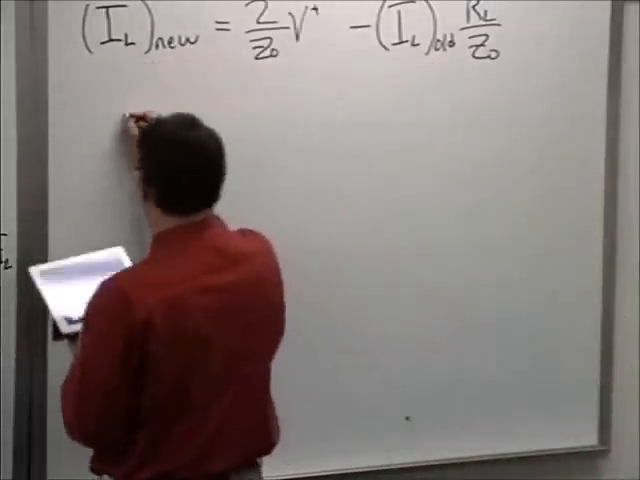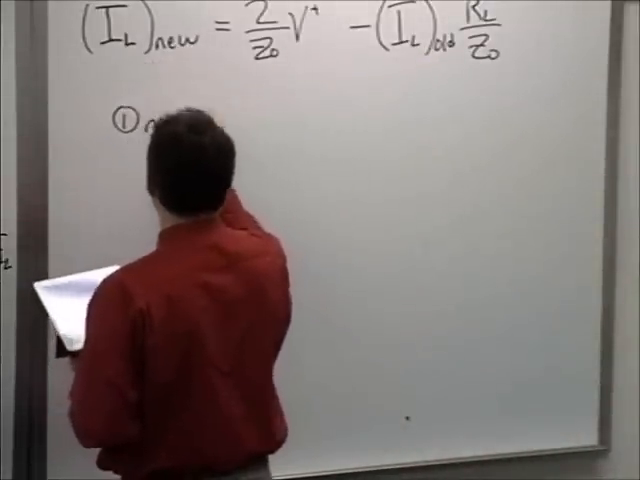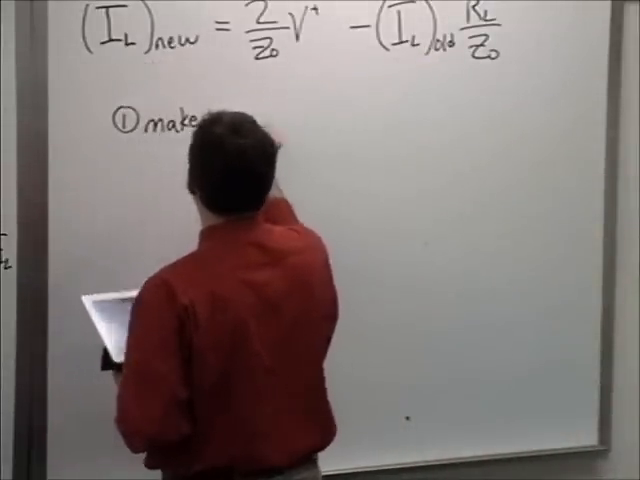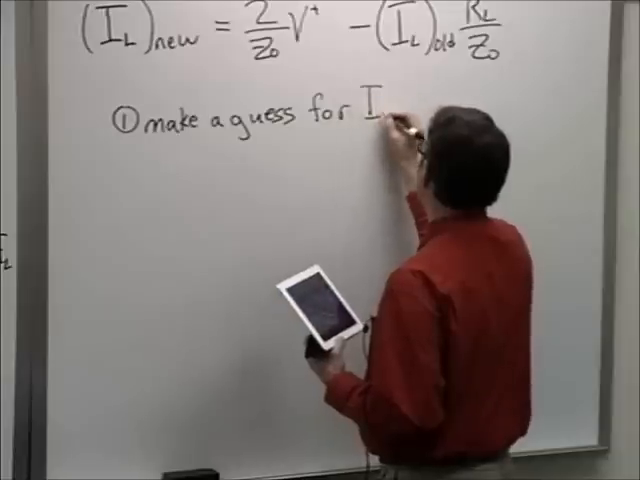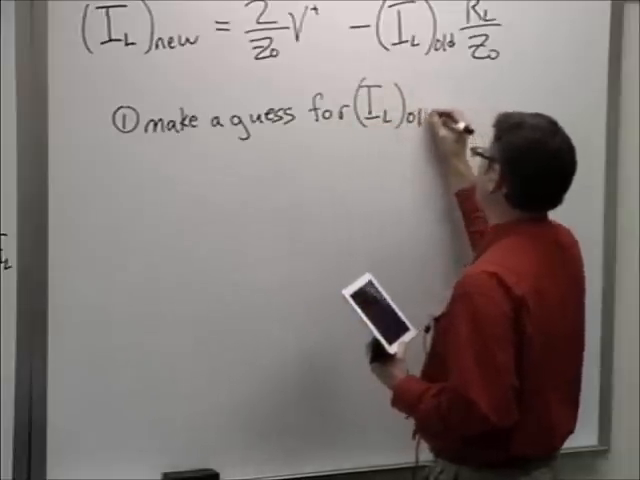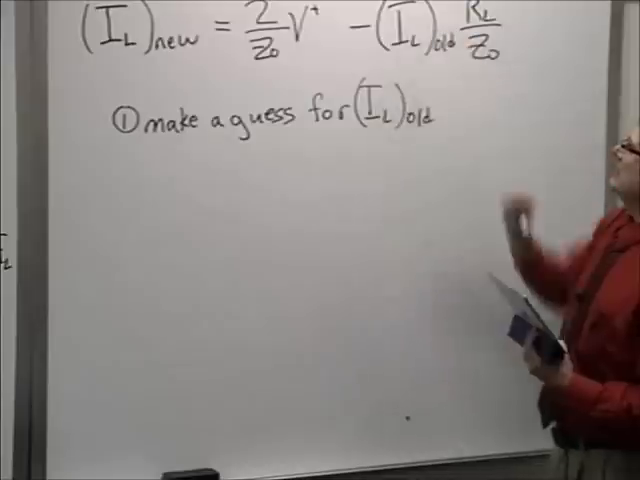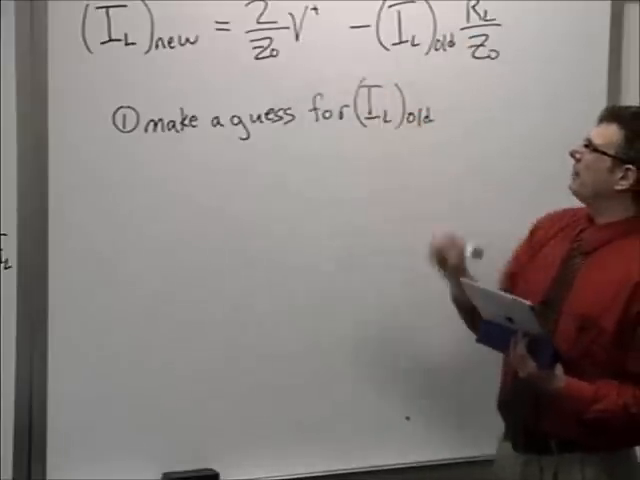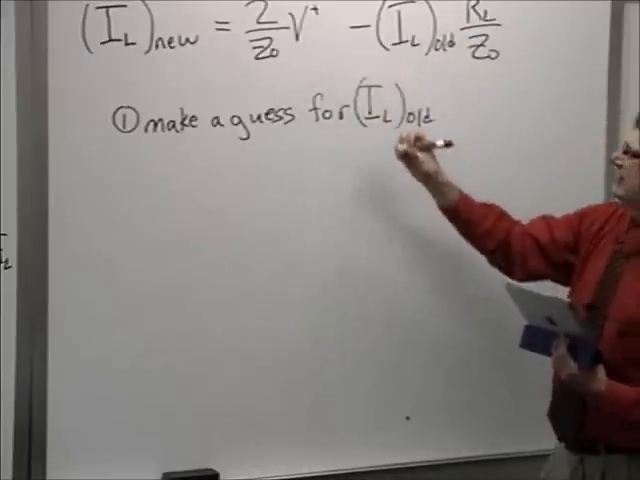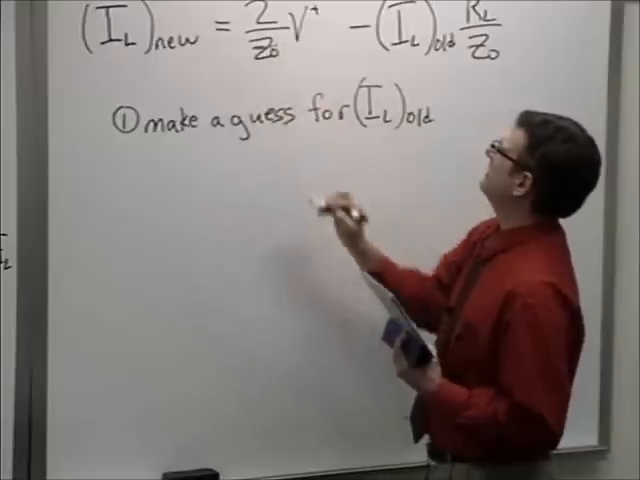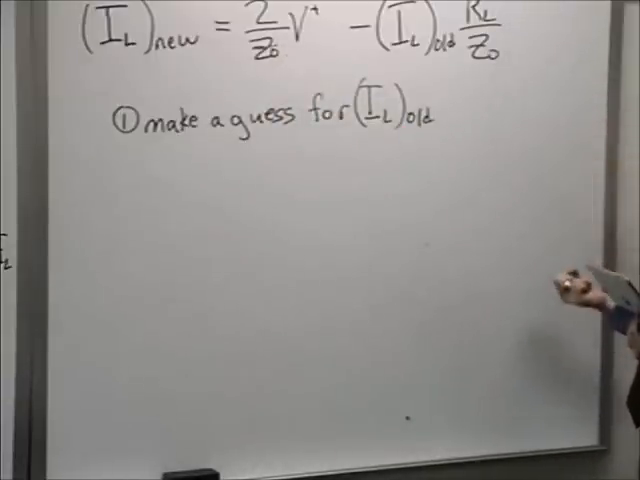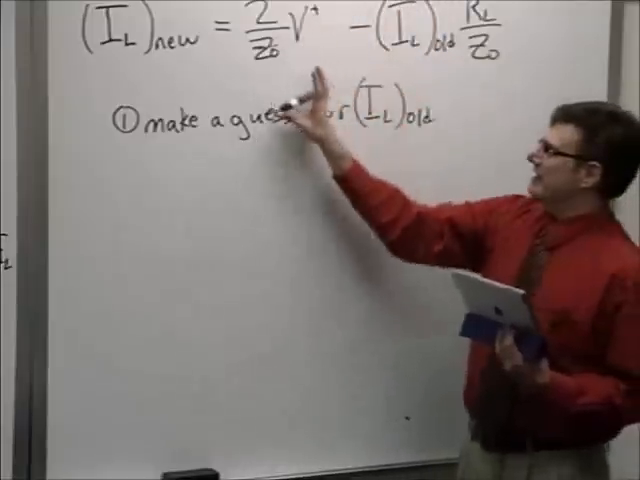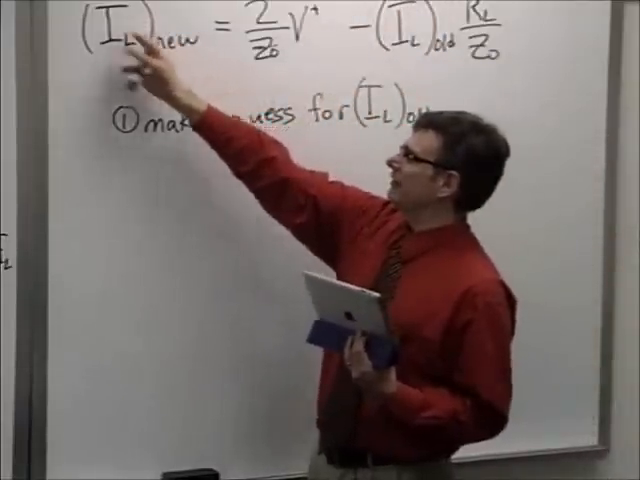So my algorithm here is I make a guess for I_L, and call that I_L old. And then I plug it into here. What is my forward propagating wave? That should be given at that point. I should be able to calculate what that is. Z0 is a parameter of the transmission line. R_L is a function of what I've connected to it. I'll calculate that, and I'll get a new estimate for I_L sub ν.